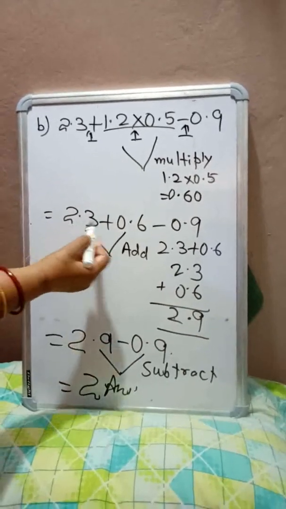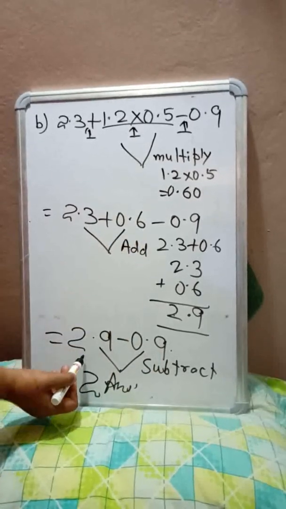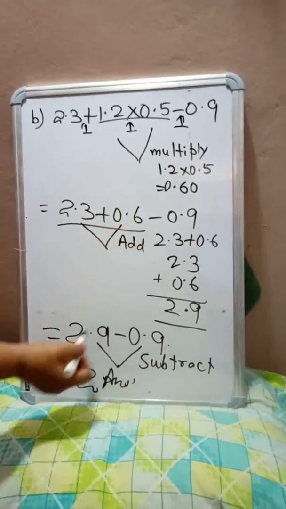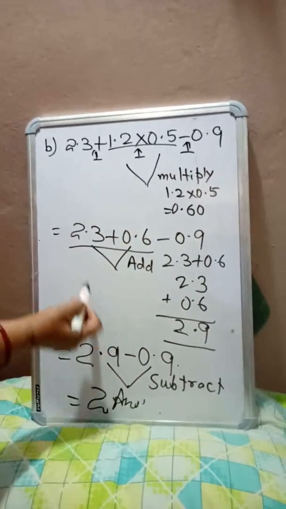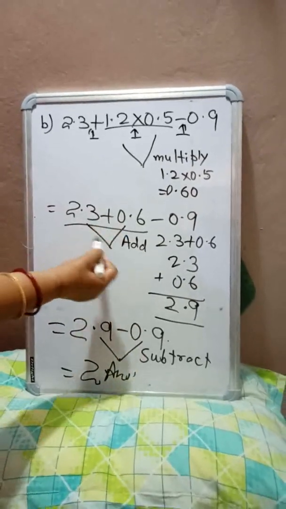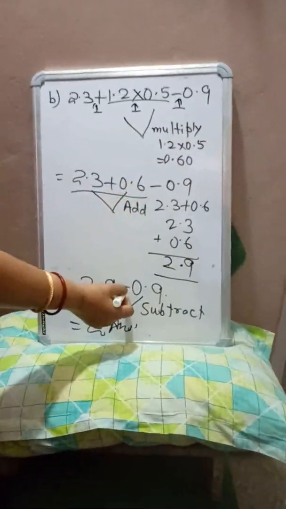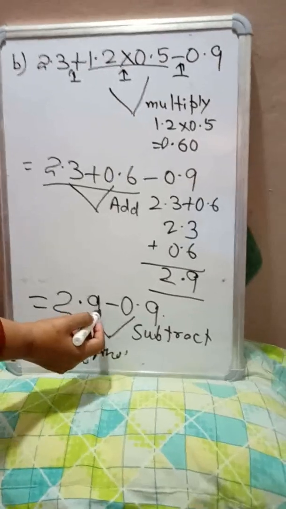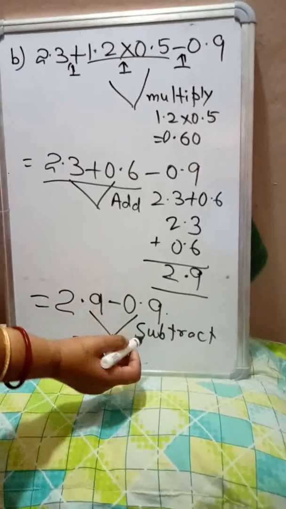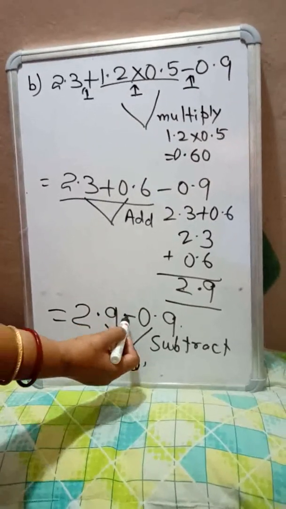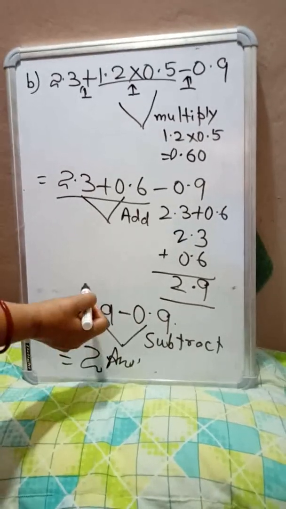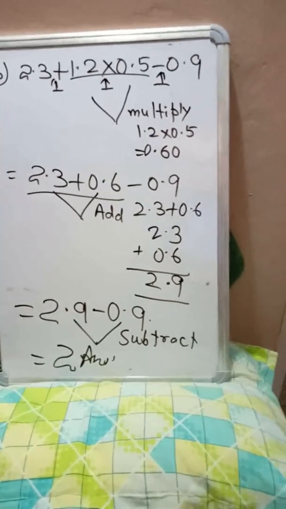Now for 2.3 plus 0.6, for this operation I have written 2.9. This is the answer after solving this operation. Now I have written minus, then 0.9. Now at last we will do the subtraction operation here. So 2.9 minus 0.9 is 2. So 2 is the answer.